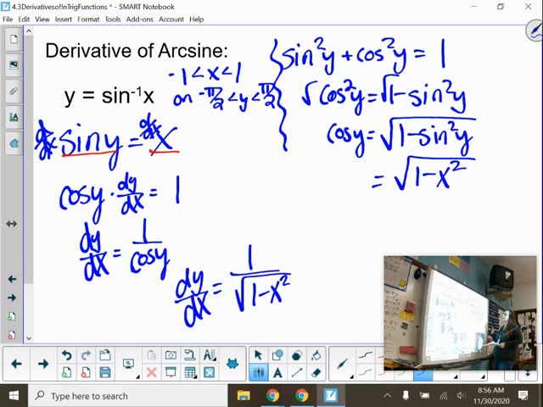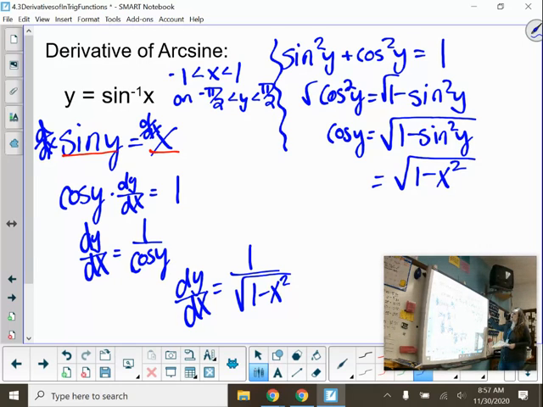Now, you may be thinking up here, well, why didn't we put plus or minus, because we took the square root of both sides? And that has to do with our bounds here on the function. So that's one of the reasons why we didn't use that. But this is actually your formula here. Your dy/dx is going to be equal to 1 over the square root of 1 minus x squared.